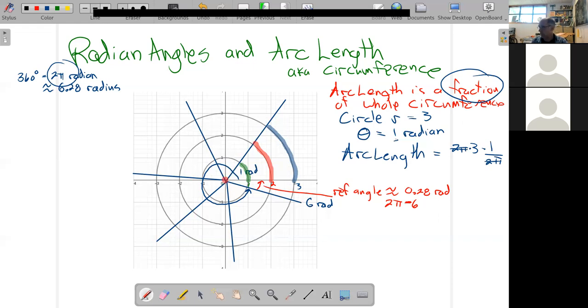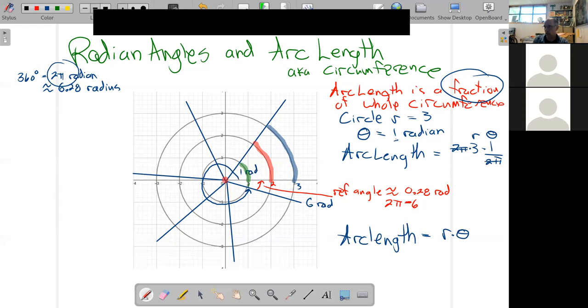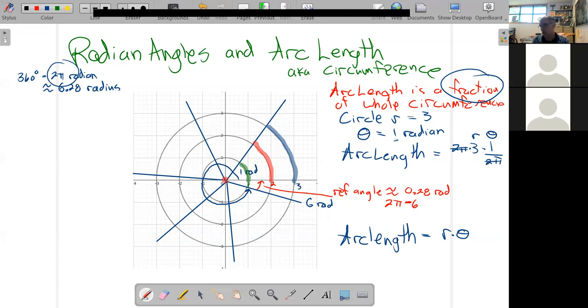So, kind of just cleaning that up a little bit, what ended up being left here? Well, the 3 here, that was my radius, and the 1 there was the angle that I applied. So the relationship between arc length and the angle is the radius. In general, arc length is equal to the radius times whatever the angle is. Nice, simple relationship.